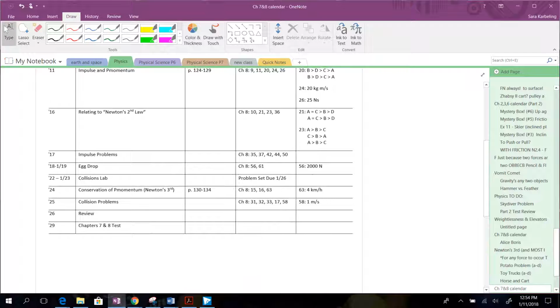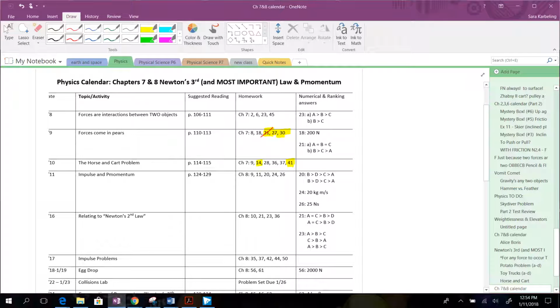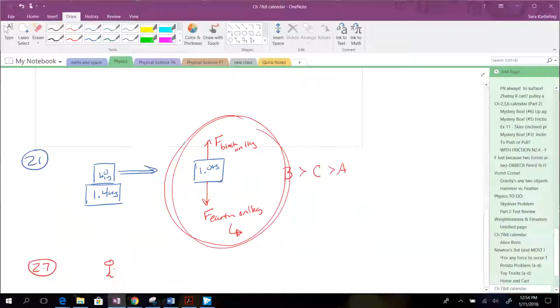All right, so we're done with 21, done with 27. Let's look at number 30. It says, if you step off a ledge, you accelerate noticeably towards Earth. Does the Earth accelerate towards you? I'm just asking the question. I don't know. It seemed no.